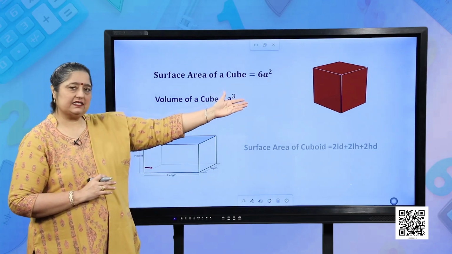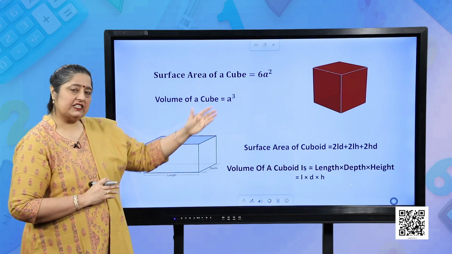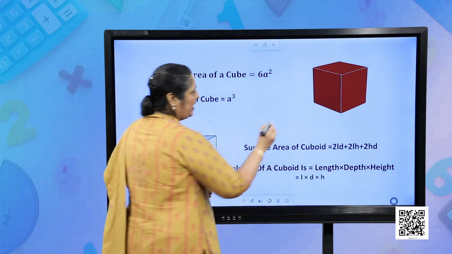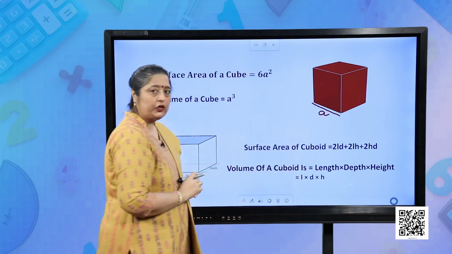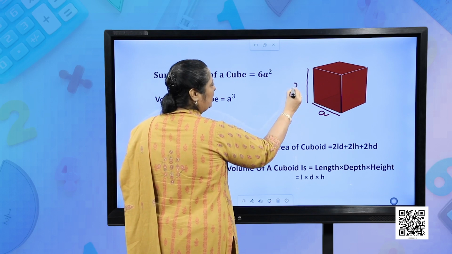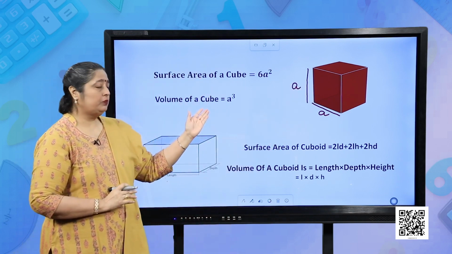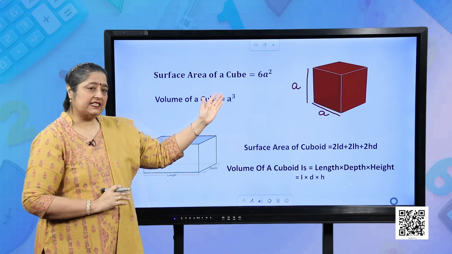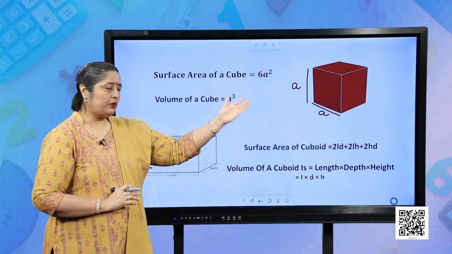The first one is a cube. Surface area of a cube is 6a square. Now, what is a? A is any edge of the cube. Also, we know that all the edges are the same in the cube. So, volume of the cube is a cube, that is a into a into a.